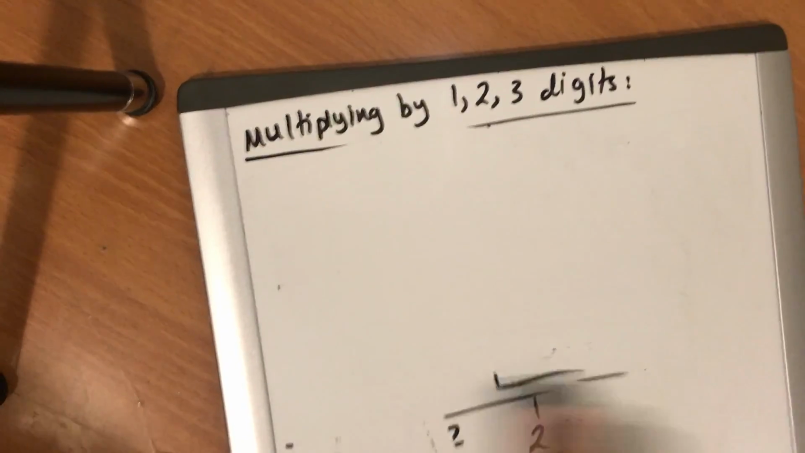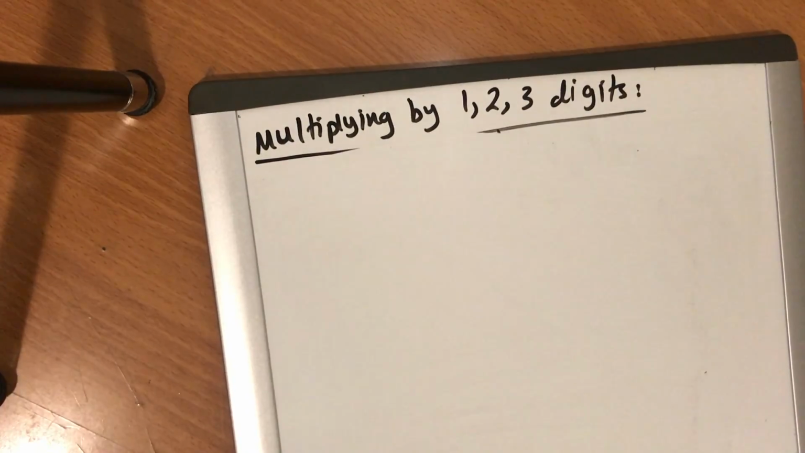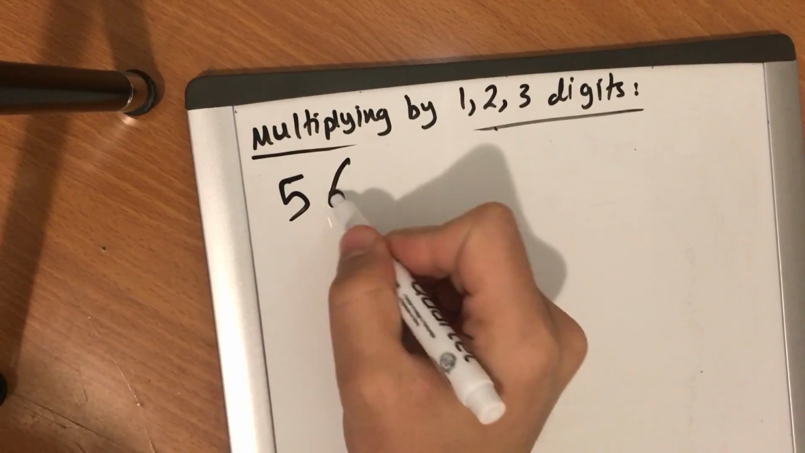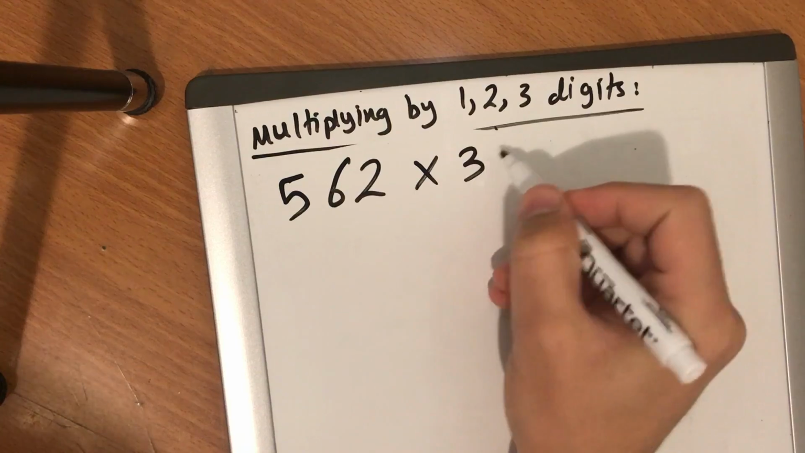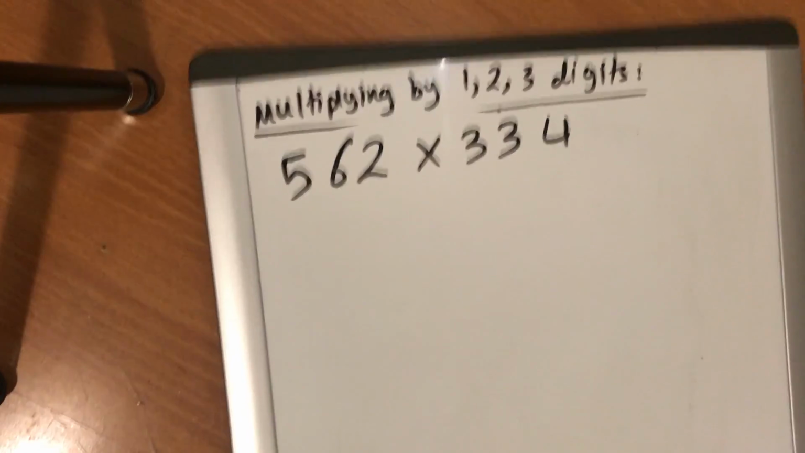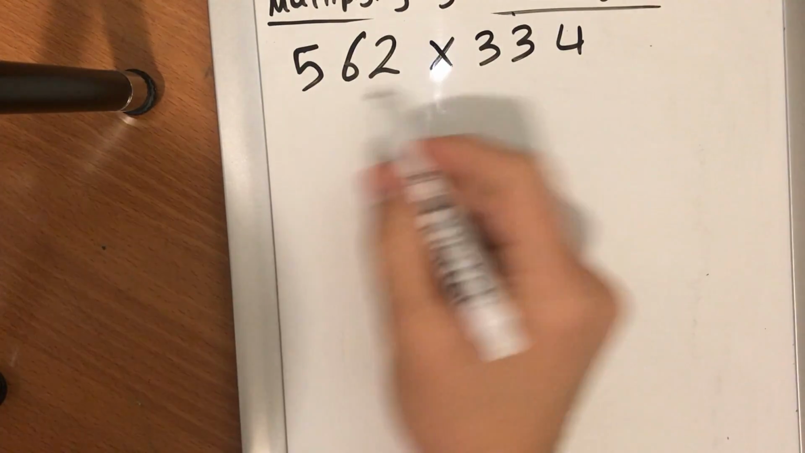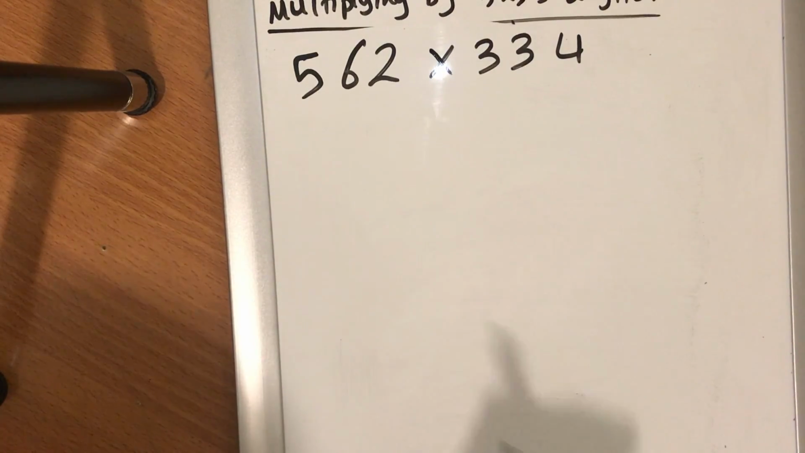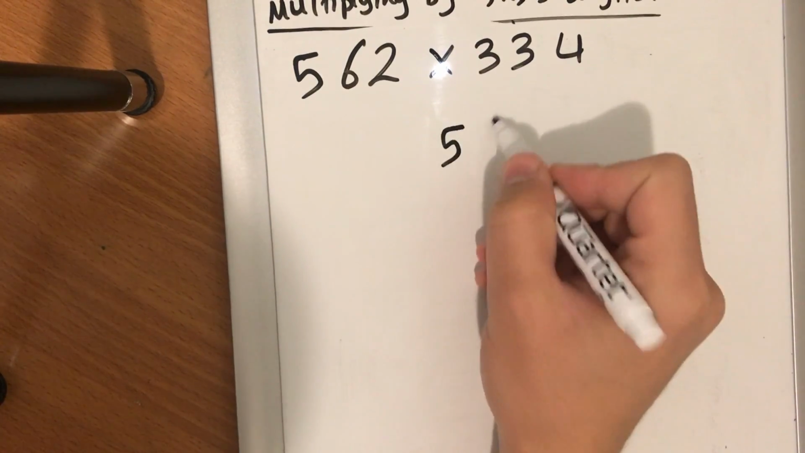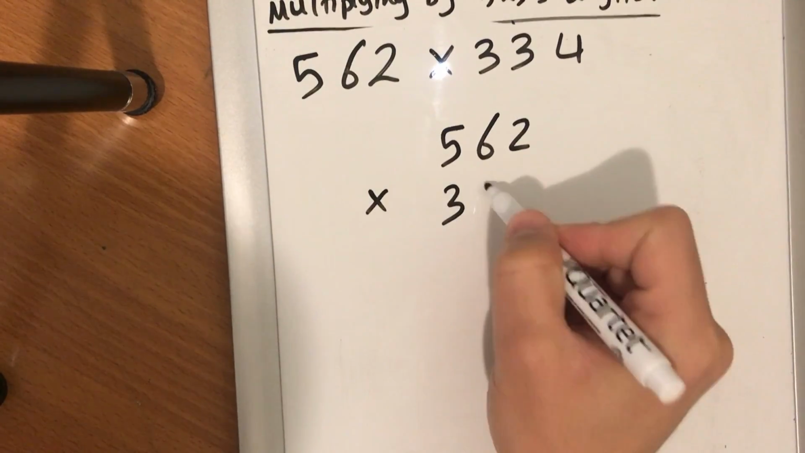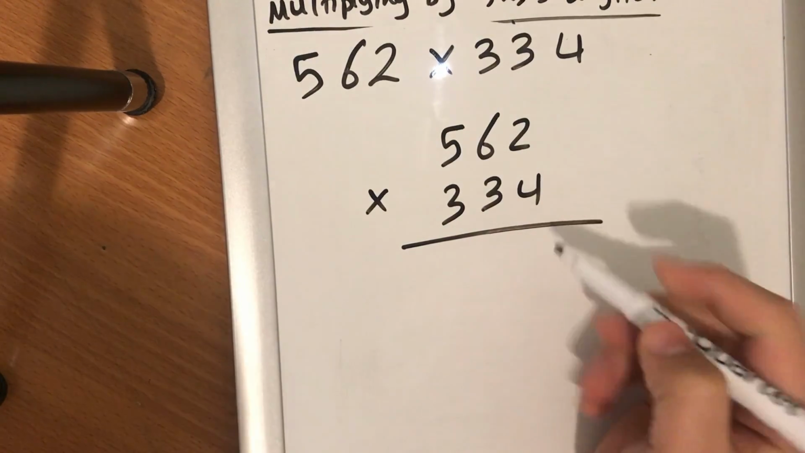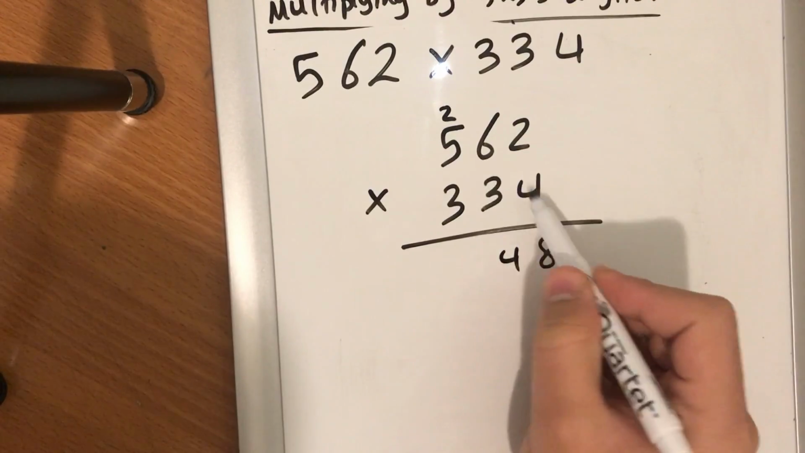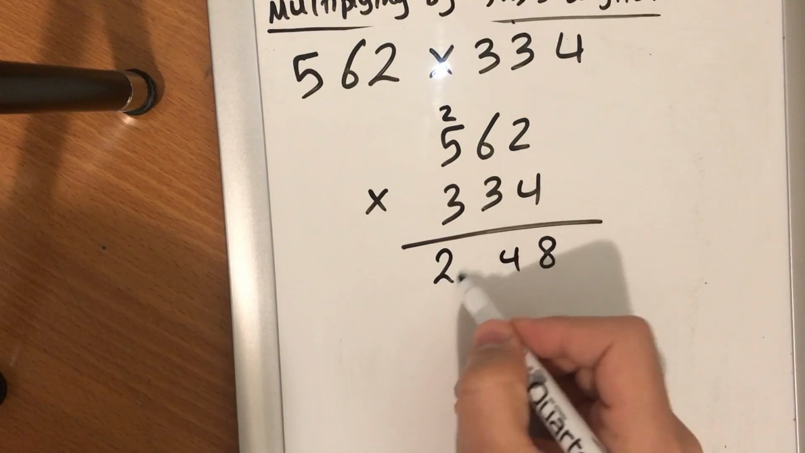Feel free to pause the video and try it by yourself. Now, if I have 562 multiplied by 334, how do you do that? First thing you do is line it up vertically. Doesn't matter which one goes on top. Why? Because that's a three-digit number and that's a three-digit number, so I can do it whichever way I would like to. So 562 times 334. Now 4 times 2 is 8. 4 times 6 is 24. 4 times 5 is 20, plus 2, that's a 22.